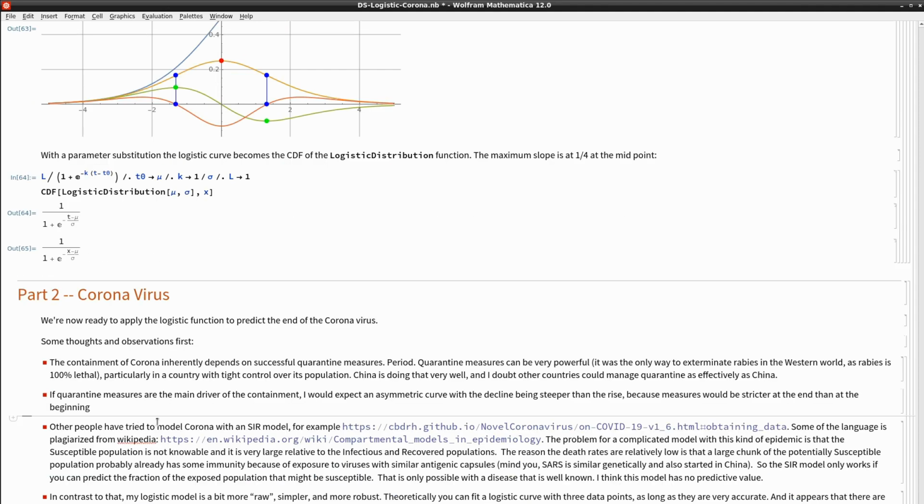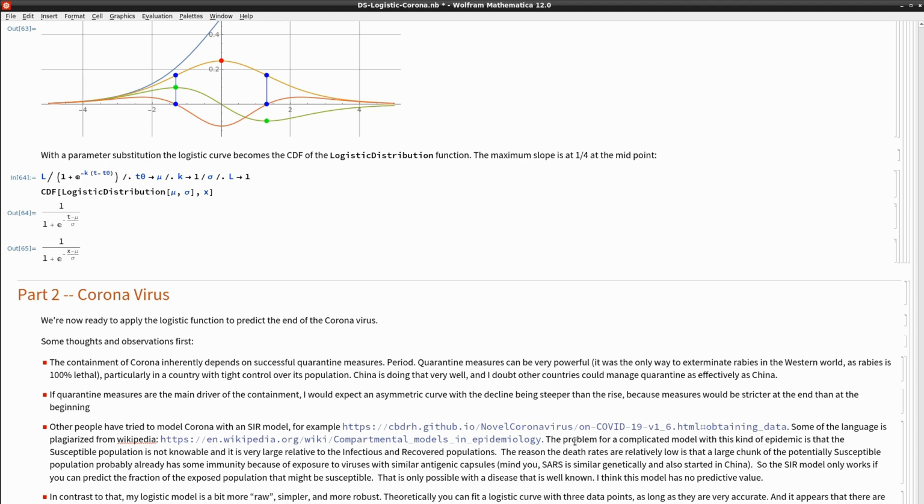I point out that other people have tried to model Corona with an SIR model, and I point you here to a link to these Australian guys. I'm not too impressed by it. Some of the language is directly plagiarized from Wikipedia. Here's the link to the Wikipedia article.